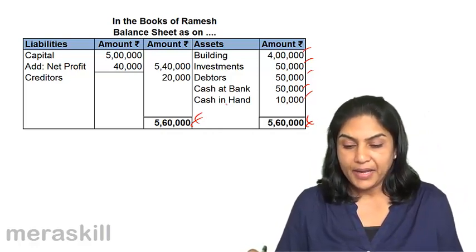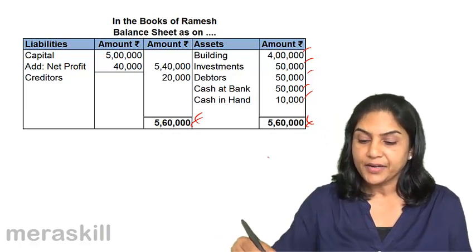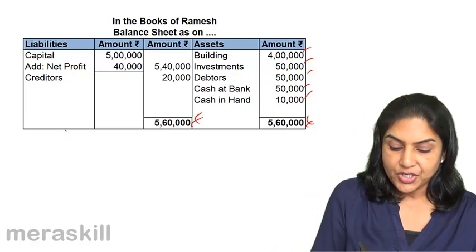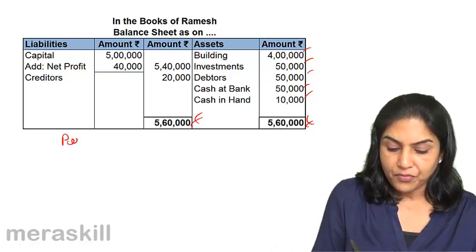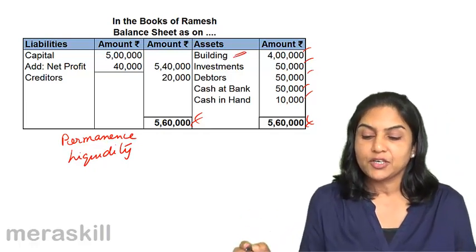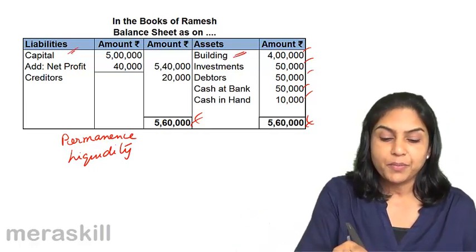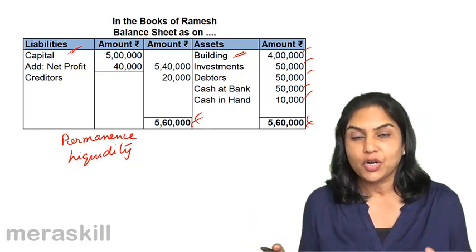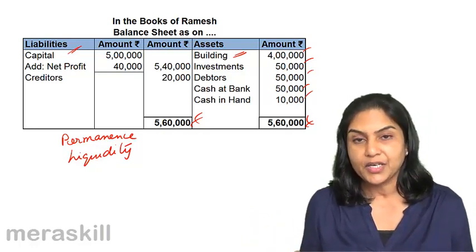The balance sheet items, when they are arranged, may be arranged in the order of permanence or in the order of liquidity. In the order of permanence means the most permanent assets are shown first, and the most permanent capital. A capital will be repaid only when the firm is dissolved, only when it is liquidated, only when it is closed.